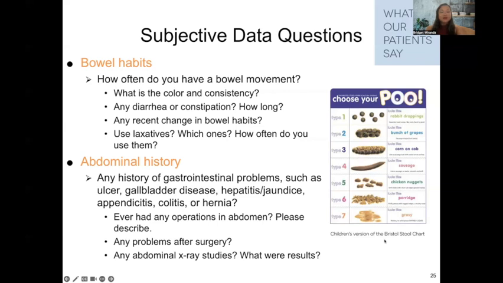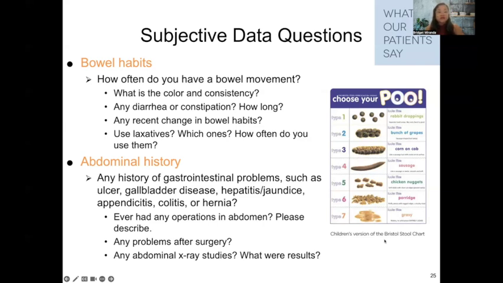Then I'm asking them about abdominal history and other GI history, trying to find out if there's any history of GI disease. Are there risk factors for GI disease? And I will ask them specifically, have you ever experienced an ulcer or gastritis? Have you had your gallbladder removed or has it been inflamed? You're looking for signs of jaundice.